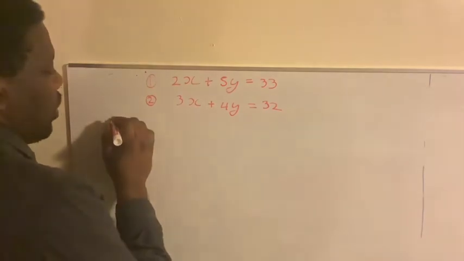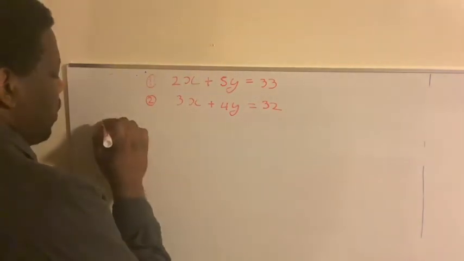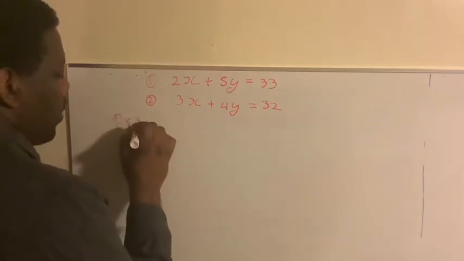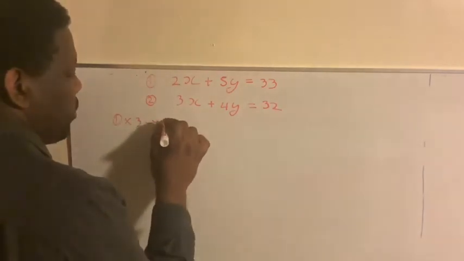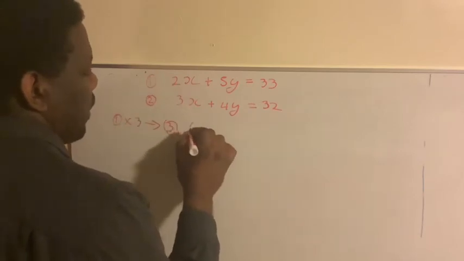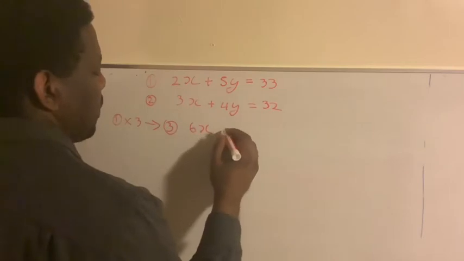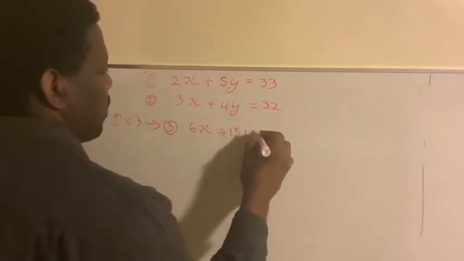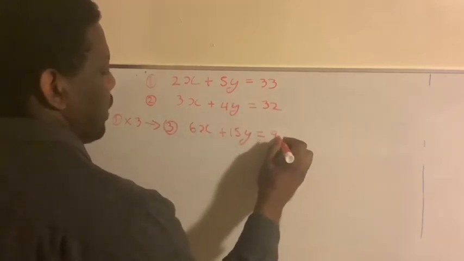So we're going to take equation 1 and multiply it by 3. Equation 1 times 3. Let's call this equation 3. 3 times 2x is 6x. 3 times 5y is 15y. And 3 times 33 is 99.